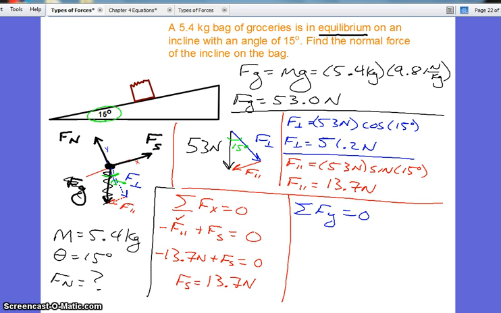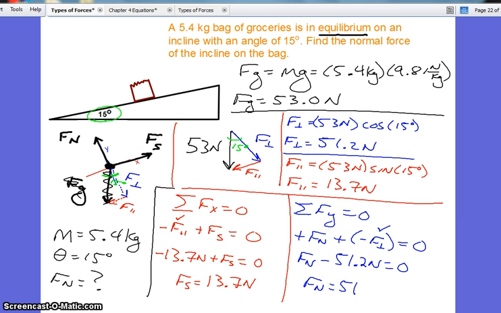So in the y direction, we have the normal force, which is up, and we have the perpendicular component, which is down. We know that perpendicular component, which is 51.2 newtons. So we solve for the normal force to also be 51.2 newtons. If we look back at what we were asked to find, the normal force, so here is our answer.